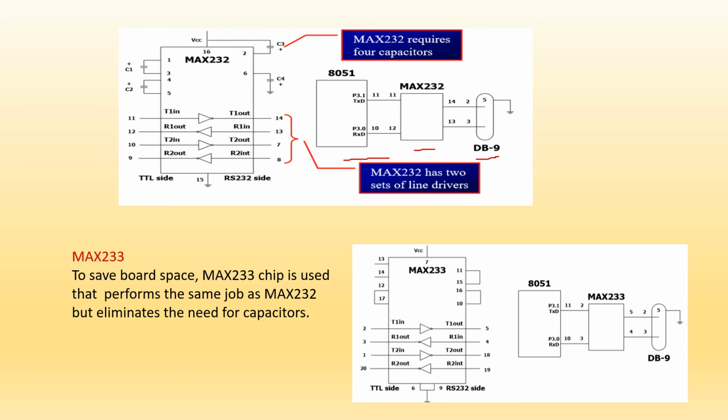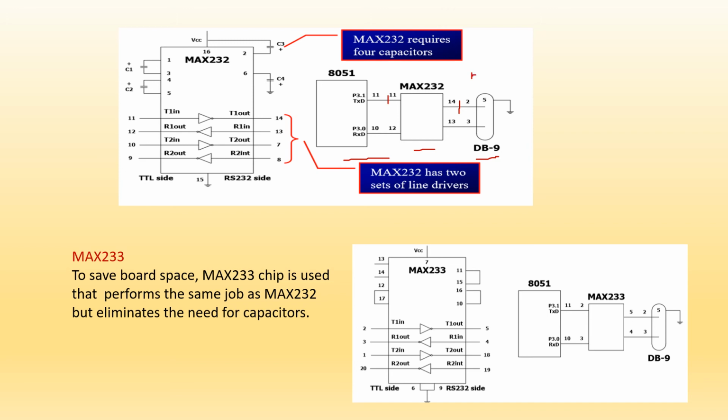Okay. So because of which the TXD line of the microcontroller is given to the T1 in of MAX232. The T1 out of MAX232, that is pin number 14, which is on the RS232 side, is connected to pin number 2 of the DB9 connector. Pin number 2 is nothing but receive, RxD.